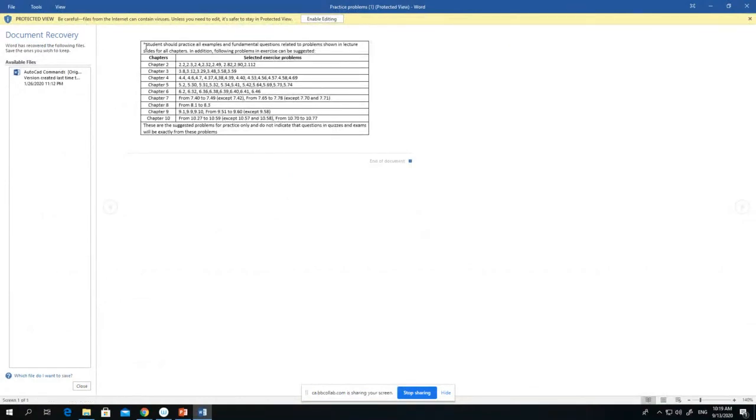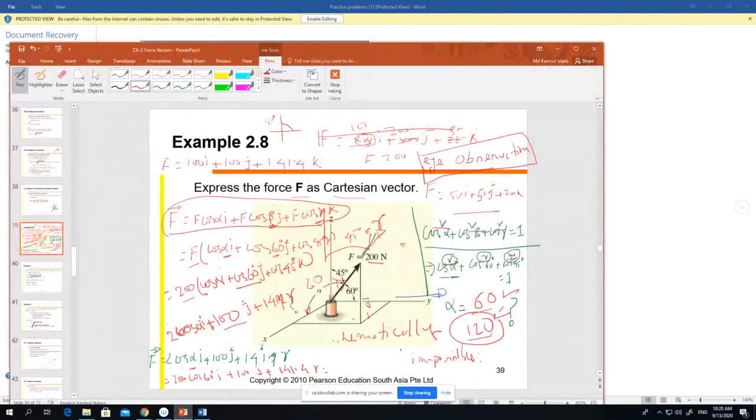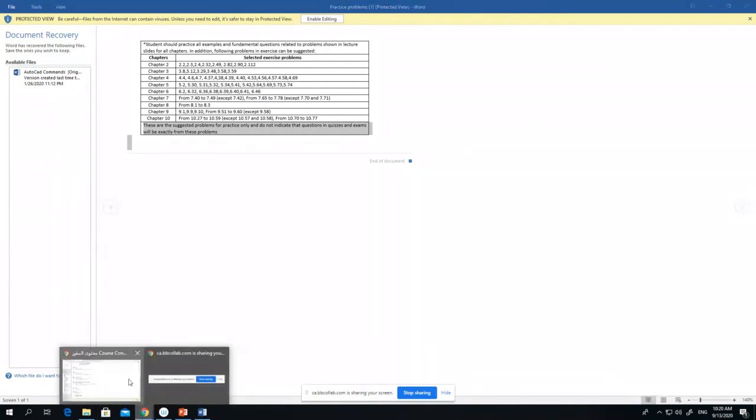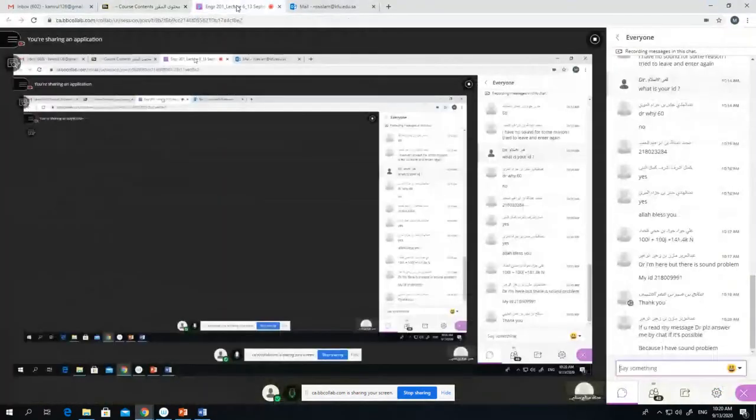Now, some student asked me a question. You see there, students should practice all examples. It is written there: all examples and fundamental questions related to the problems shown in the lecture slide. So whatever we have in the lecture slide, similar questions, similar examples, all examples you practice, all fundamentals you practice, plus all the exercises. But again, this does not indicate that the exam and quiz will be exactly from here. I will give you a new question. Maybe I will make it by myself.